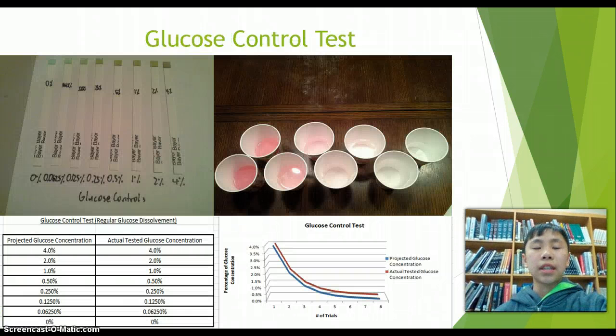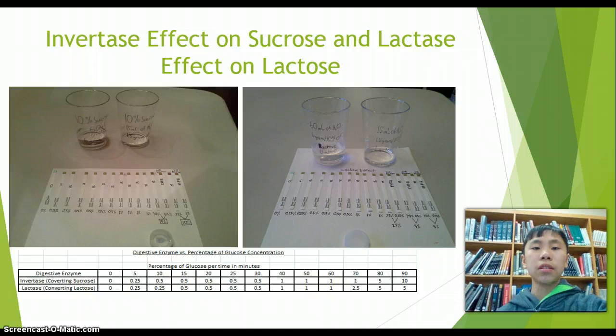As you can see, the projected and actual results in this control test are the same. Since they match, the test strips can be used. Next, by mixing water and sucrose and water and lactose, a 10% sucrose and 10% lactose solution is formed. After adding invertase to sucrose and lactase to lactose, measurements are held every 5 minutes during the first 30 minutes and held every 10 minutes until 90 minutes have passed.